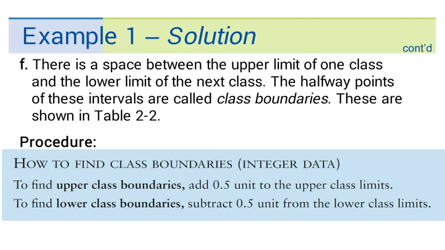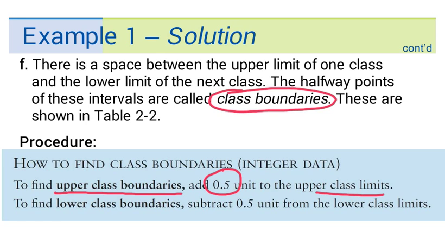The last thing I need to find to complete my frequency table is my class boundaries. Okay. These help me determine where to draw the lines for my histogram. Class boundaries should not be the same as any of my data values. They should be outside of my data values. So to find the upper class boundaries, I'm going to add 0.5 to the upper class limit. Okay. And to find the lower class boundaries, I'm going to subtract 0.5 from the lower class limit.